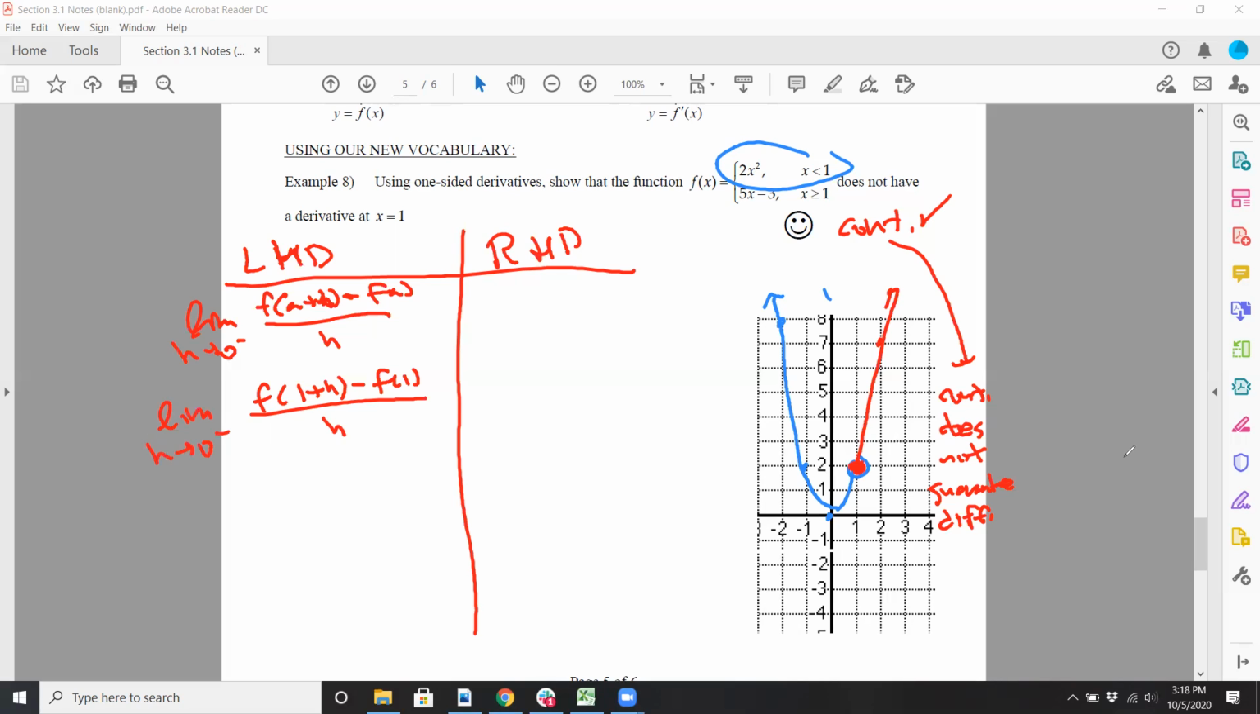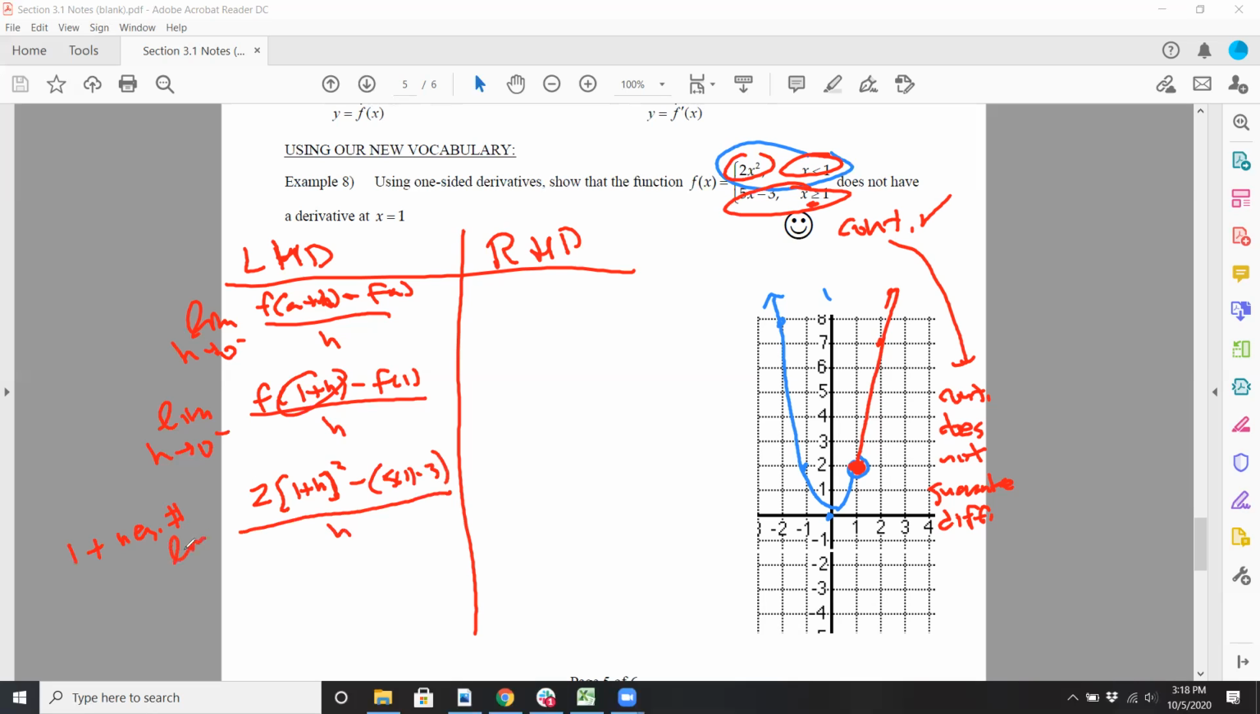And if I plug in, and remember h is less than 0, so if you're doing 1 plus h here, 1 plus a small negative number, clearly I'm less than 1, so I'm going to be using this function right here. So when I evaluate it, it's going to be 2 times (1 plus h) squared minus f of 1, which of course is just using that one because 1's included there, 5 times 1 minus 3, all over h.